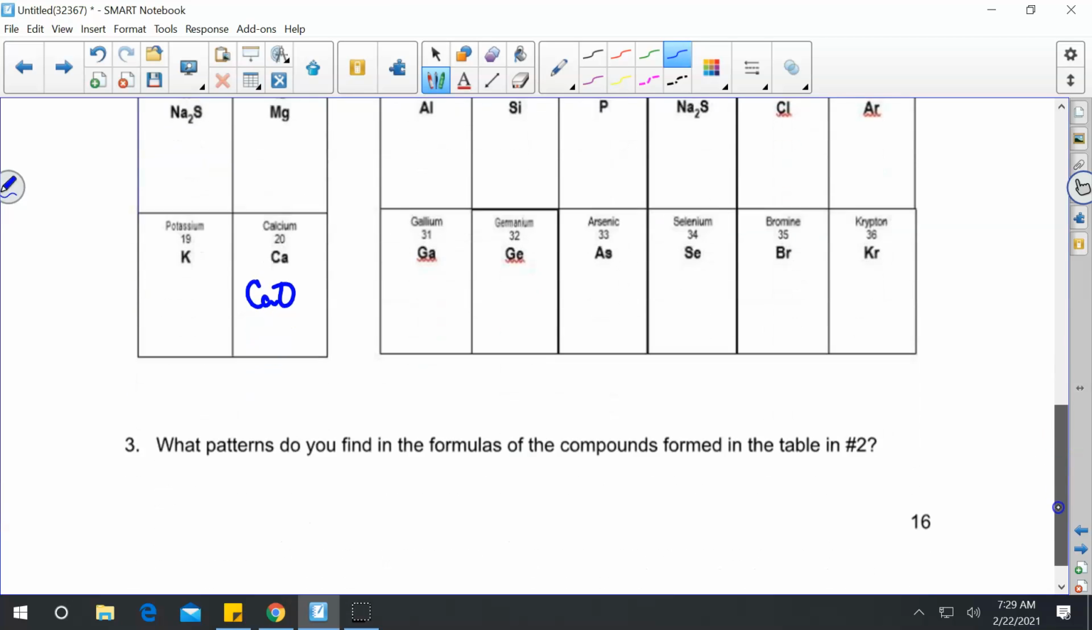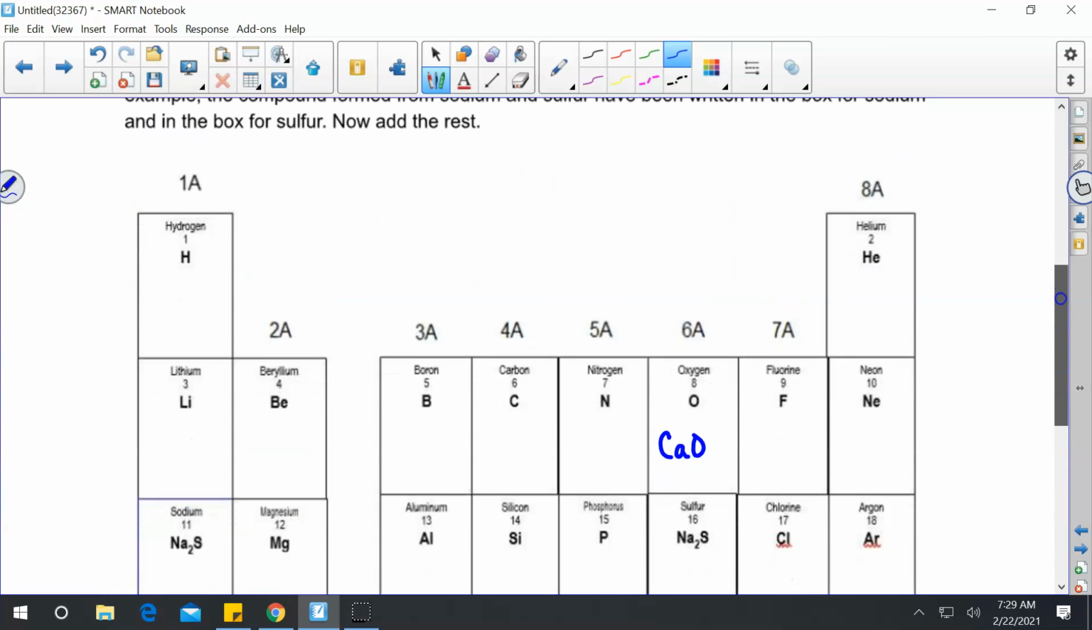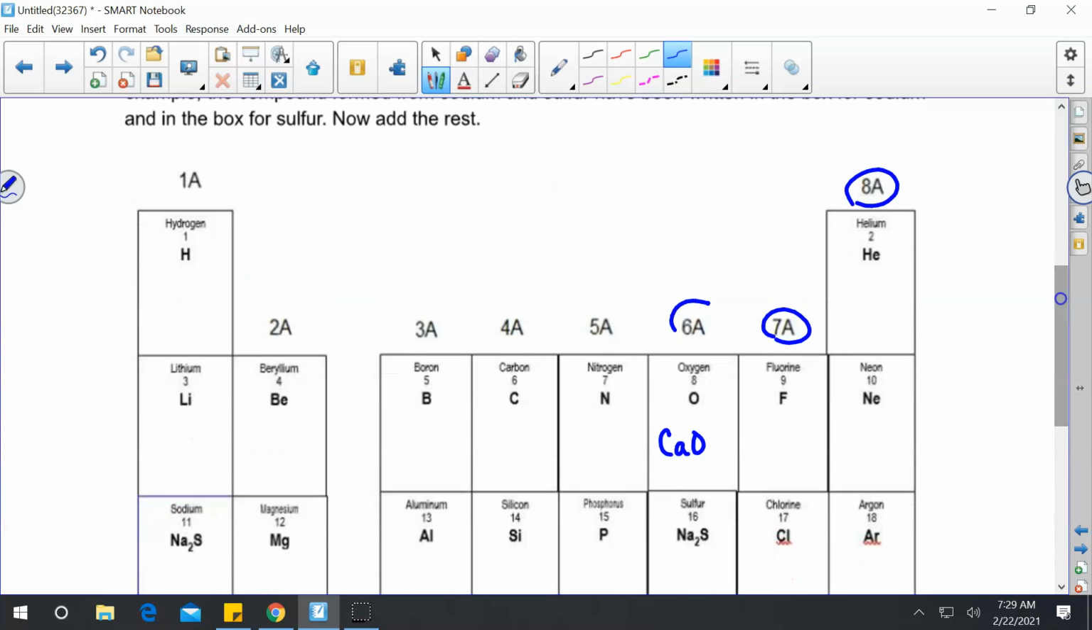For the next question, they are asking you, what patterns do you see in the formulas? So you should be able to see a pattern that relates these group numbers to another group number, and you should be able to see a pattern in the ratio of the way that the elements combine. So you need to answer the rest of those questions on that. I would be using those group numbers, and I'm going to use the group numbers 1 to 8A because those are significant, and we talked about those on Friday.